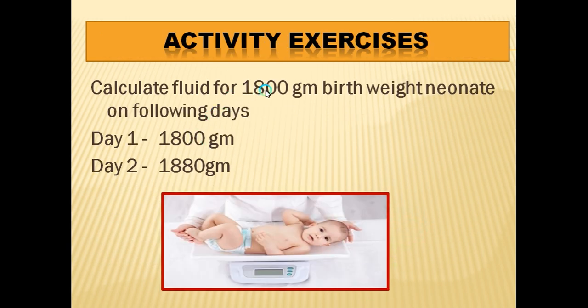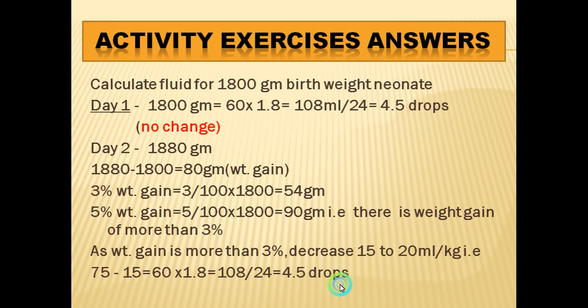Now let's calculate fluid for 1800 gram birth weight neonate on following days. Day 1 it is 1800 grams, on day 2 is 1880 grams. Okay, suppose if this is the situation, then day 1 no issue. Why? Because there is no change at all. Day 2 what you find is there is a difference of 80 grams. So 3% of weight gain is 3 by 100 into 1800. What is the weight on the previous day? 1800. That is 54 grams. 5% is 90 grams. Okay. So what we have is difference of 80 grams.